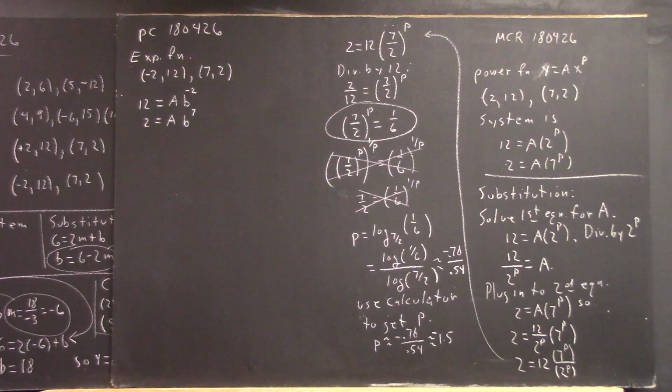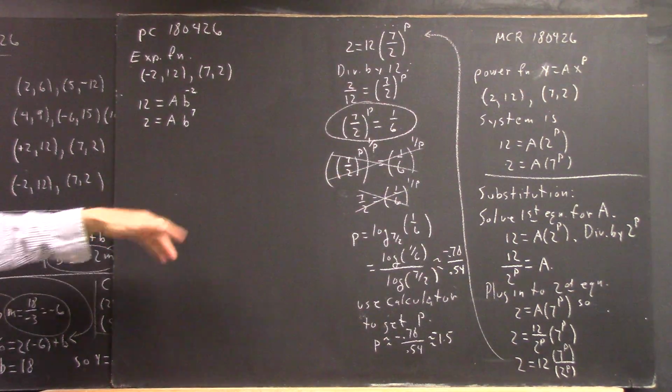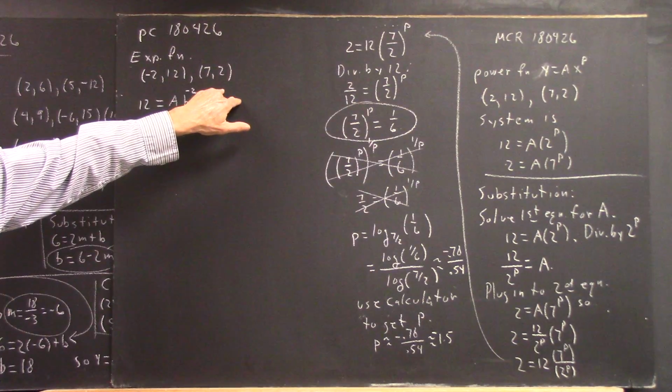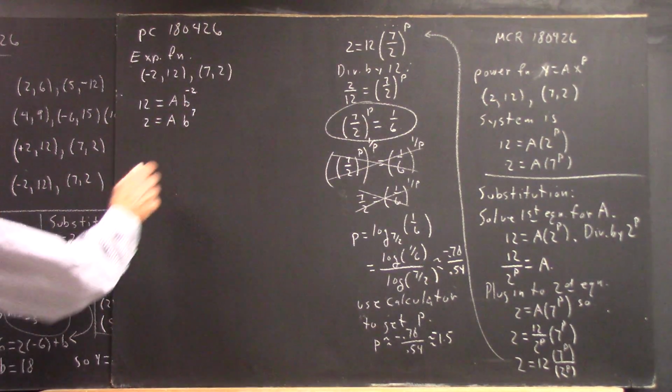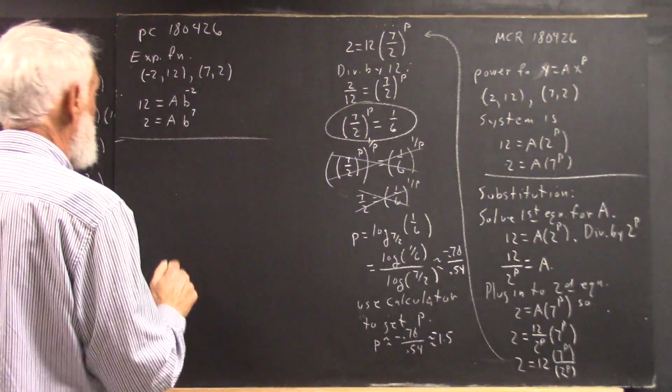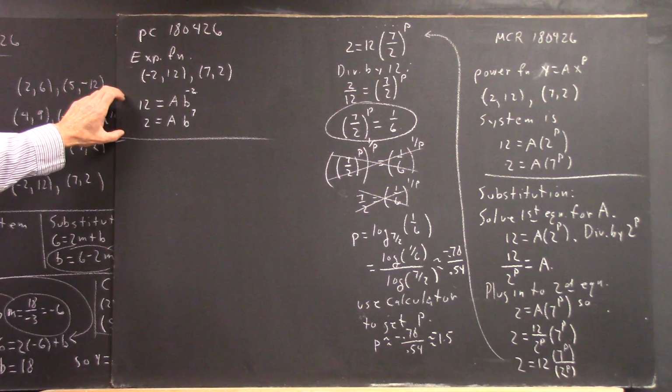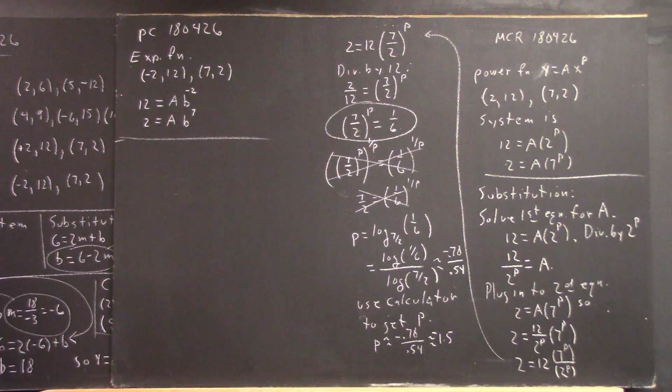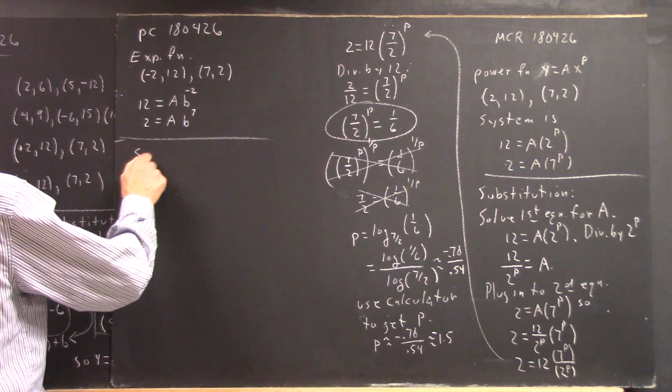Okay, so here's our system for the exponential function through these 2 points. And we saw that on the MCR video if you were here when we reviewed that. So anyhow, this is the system. Okay, how are we going to solve it? Well, I'm going to just use substitution.